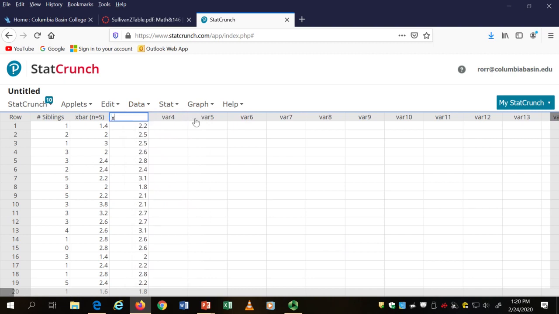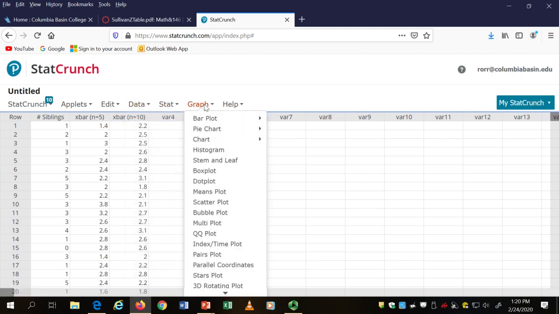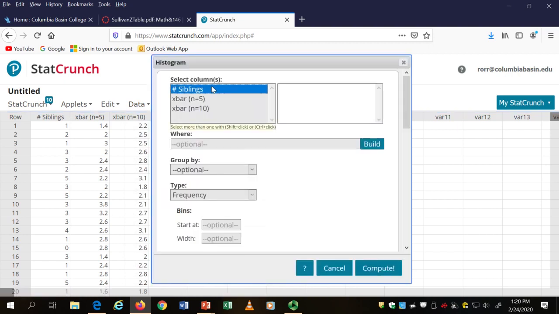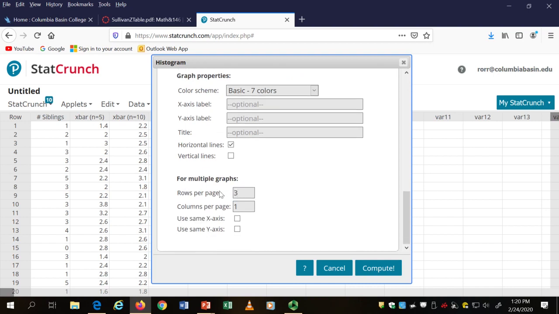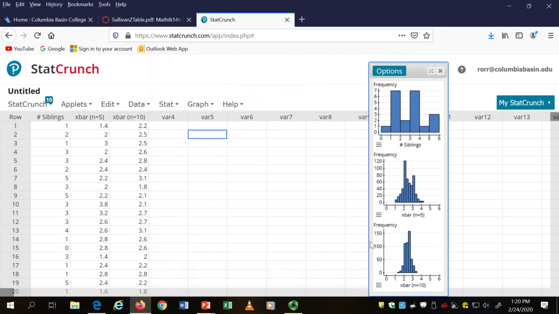N equals 10. Okay, so now these are the means when we're allowed to have this. So let's go Graph, Histogram. So there's the original data, the one we just saw. Now we'll add this one on top. 3 per page. There you go. Let me spread those out for you.